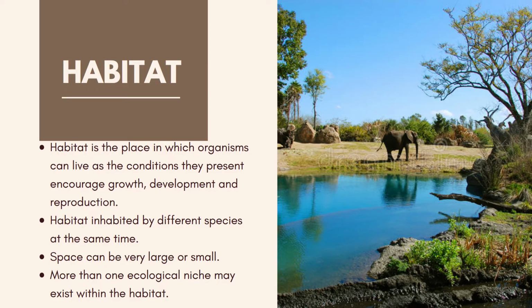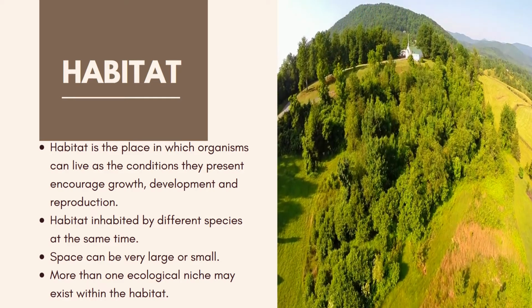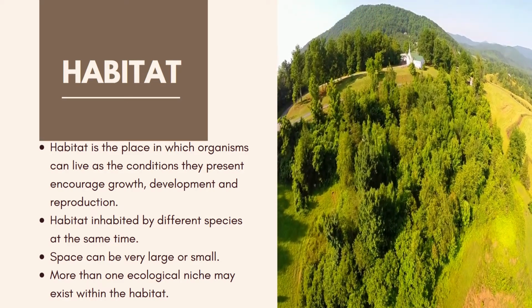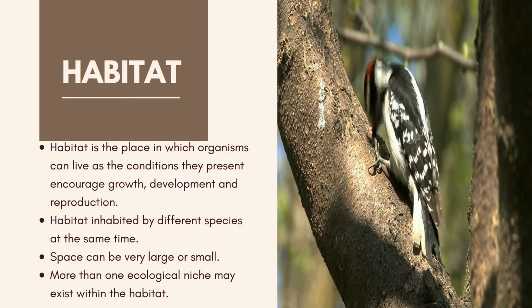Habitat and ecological niche differences. There are some important differences between species habitat and ecological niche. Habitat is the place in which organisms can live, as the conditions that are present encourage growth, development, and reproduction. In addition, habitat is inhabited by different species at the same time, and space can be very large or small. This means that more than one ecological niche may exist within the habitat.